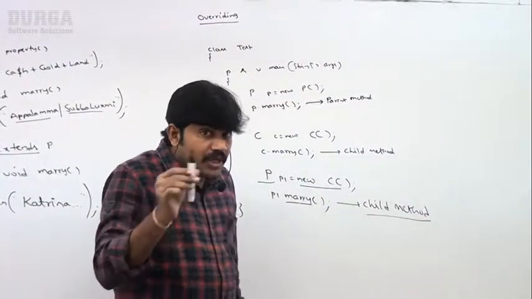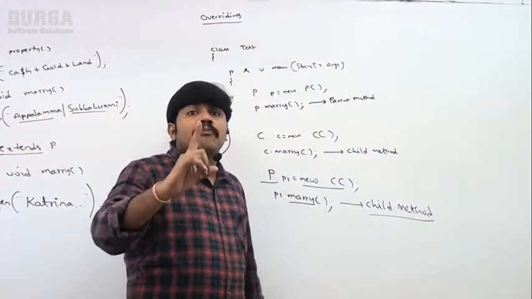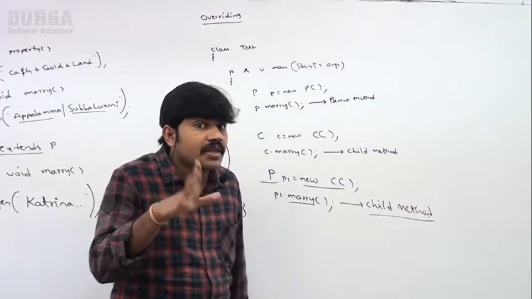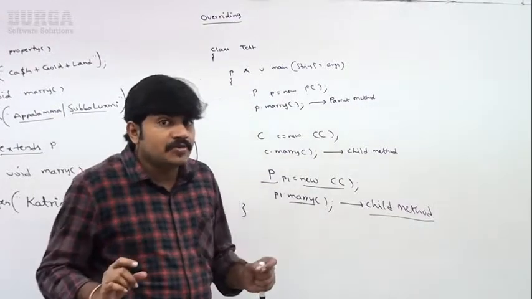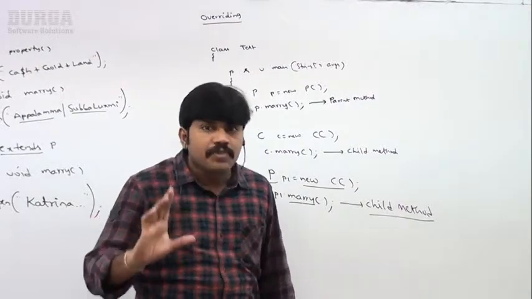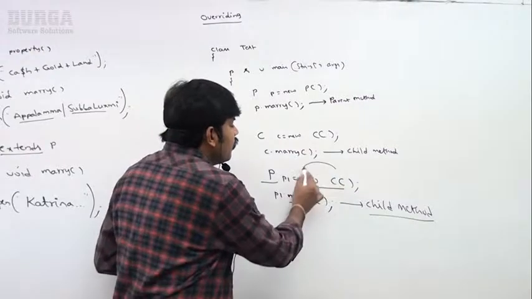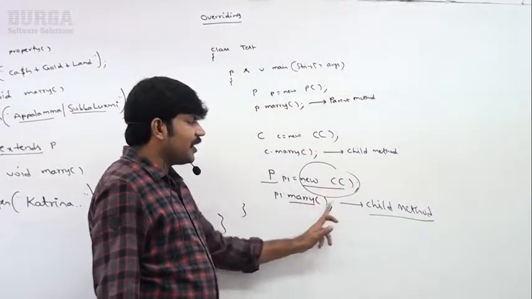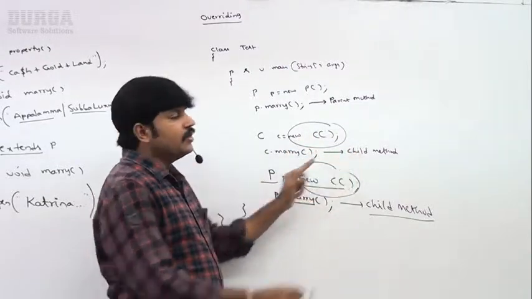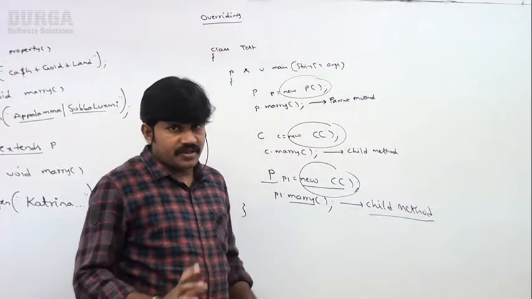So that means in overriding, method resolution is always taken care of by the JVM. Who is responsible, sir? Method resolution is always taken care of by the JVM based on the runtime object. So here, which runtime object am I using? Child. That's why the child method. Here, which runtime object am I using? Child. That's why the child method. Here, which runtime object am I using? Parent. That's why we get the parent method.